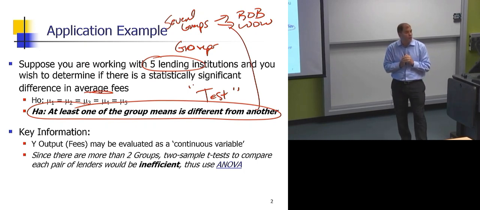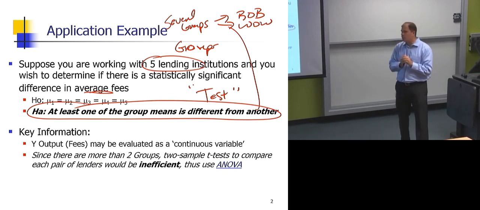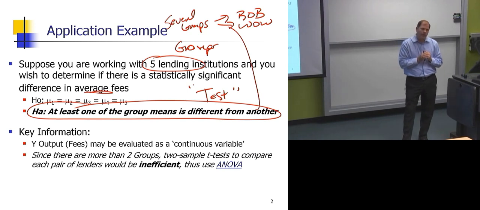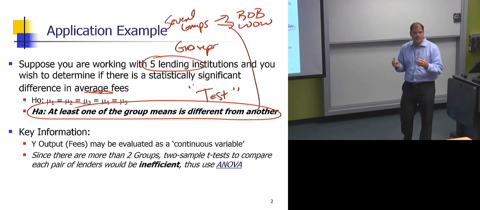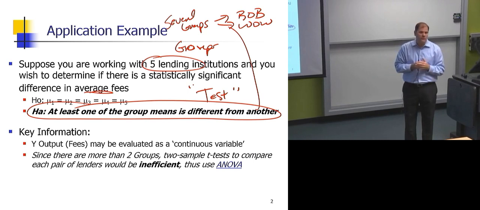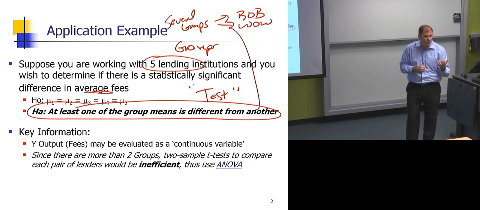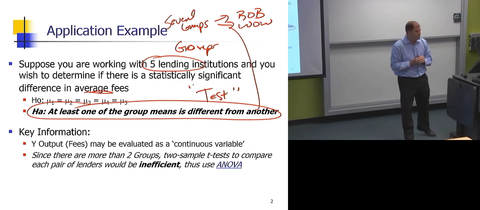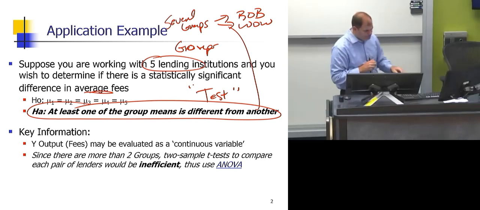All right, in this case, we're going to have a Y output, fees, which is going to be continuous, and we're going to use ANOVA. By the way, you might say, why can't I just do a t-test? Well, if you've got lots of groups and you want to compare A to B, A to C, A to D, A to E, B to C, B to D, B to E, that's very inefficient, right? And it also leads to potentially false alarms. We want to actually just look at them as a collection first, and then we'll do a follow-up if we have significance.